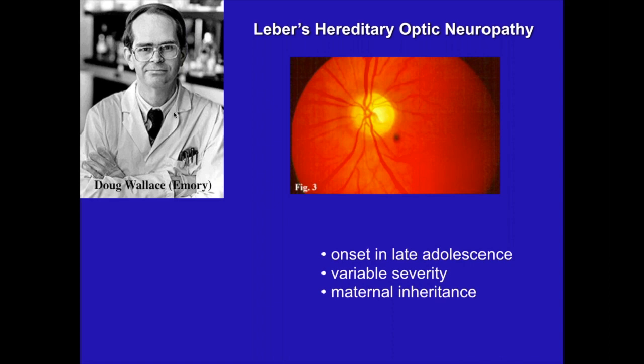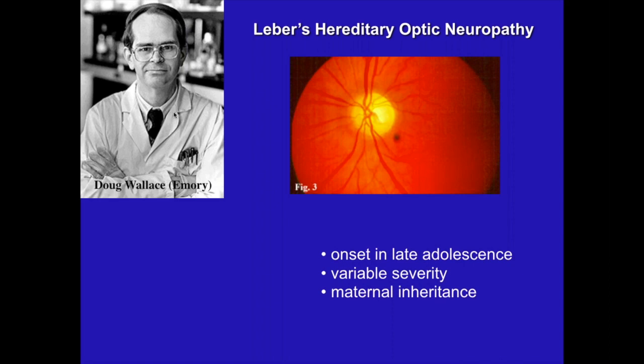So there were a bunch of things about this that puzzled Dr. Wallace. One was, first of all, it starts in late adolescence. It's not a childhood disease. The second thing I've already mentioned, which is variable severity. Sometimes you go blind. Sometimes it's not so bad, you just lose some sharpness in vision. But the most puzzling thing of all was maternal inheritance. Now, this is really different from sex-linked inheritance that you might have read about in a genetics chapter.